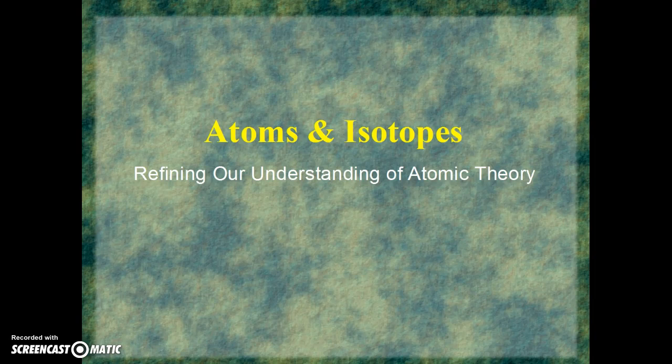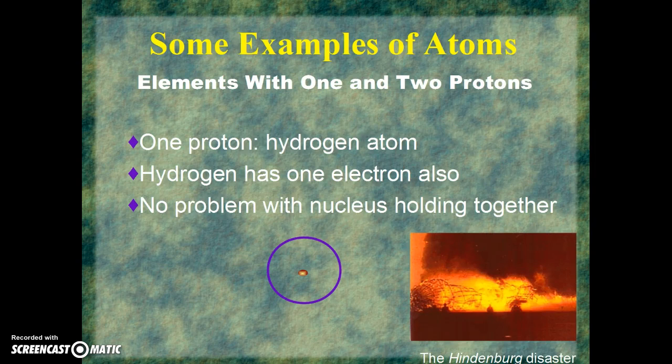Let's refine our understanding of atomic theory by studying atoms and isotopes. Here are some example atoms on our periodic table, elements with 1 and 2 protons. The hydrogen atom has 1 proton. Hydrogen also has 1 electron. There's no problem with the nucleus holding together because there's nothing to drive them apart.